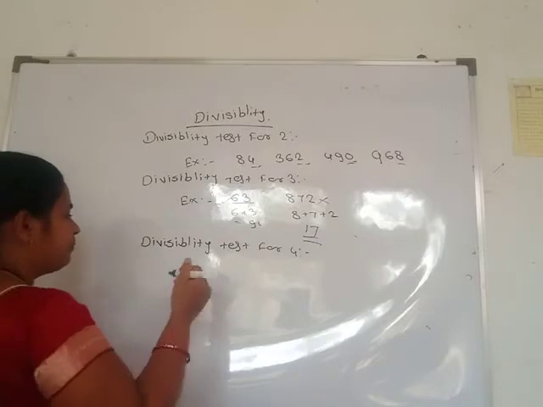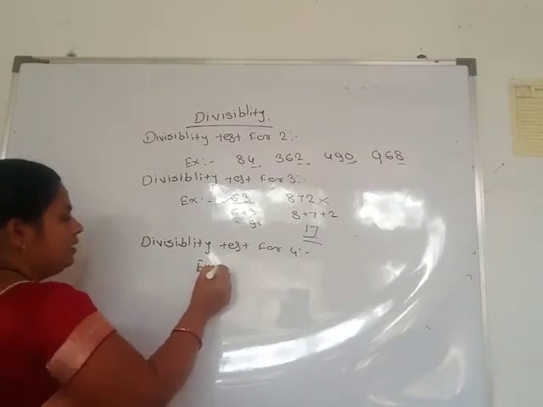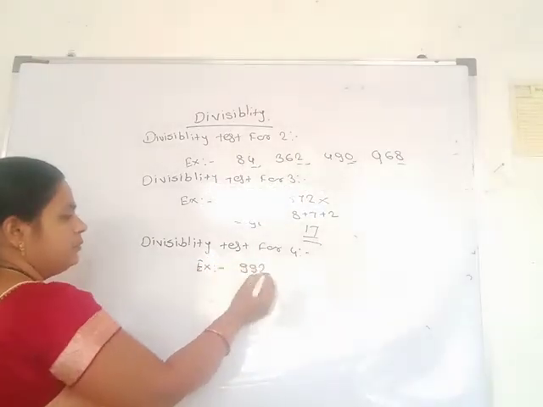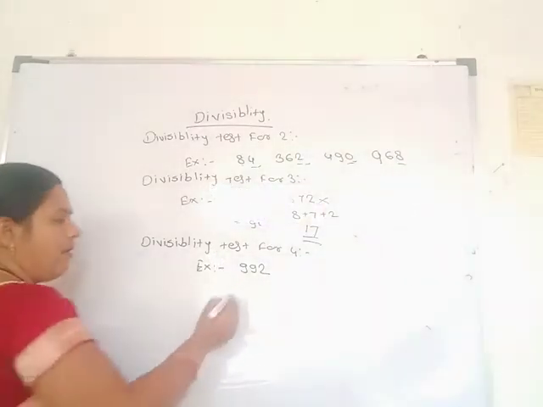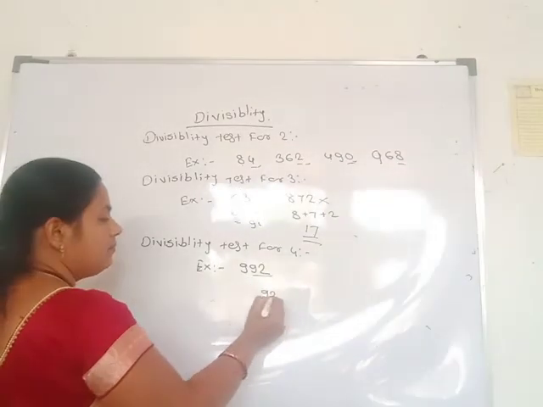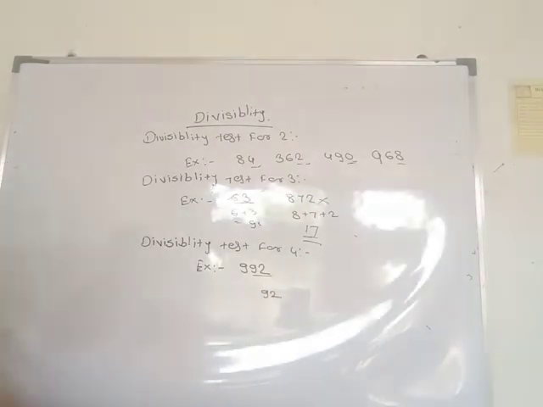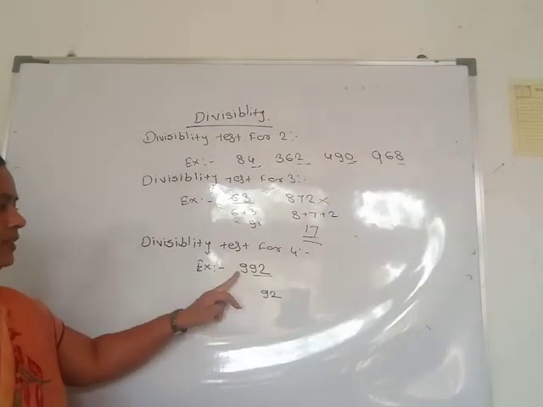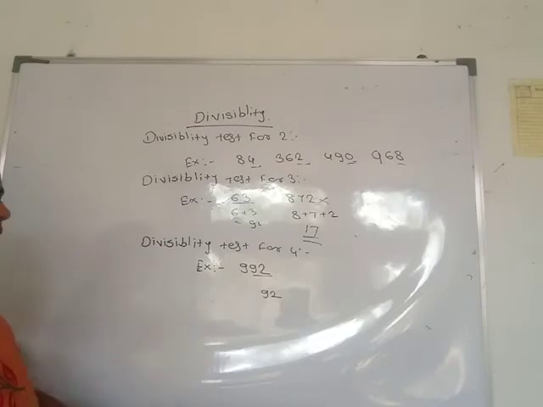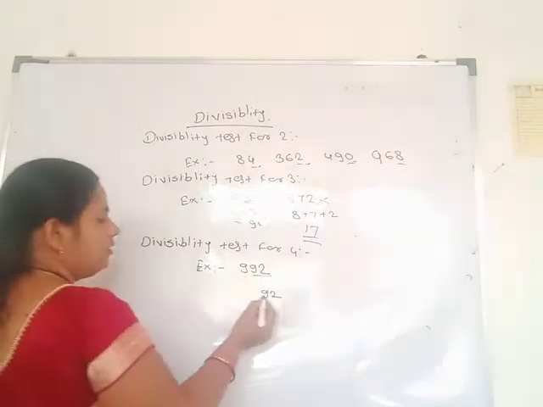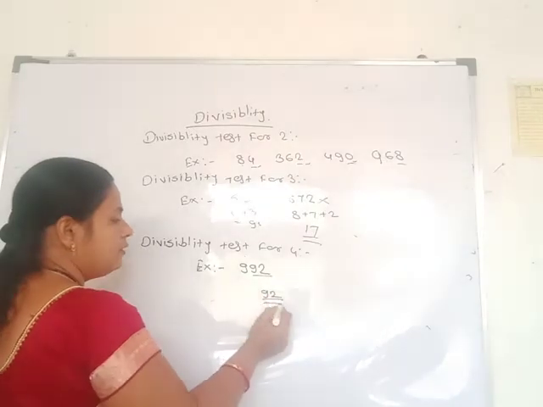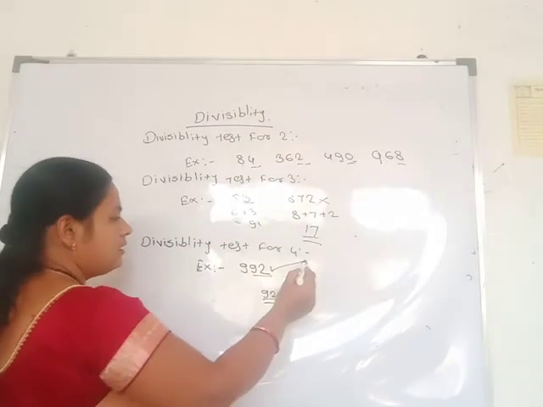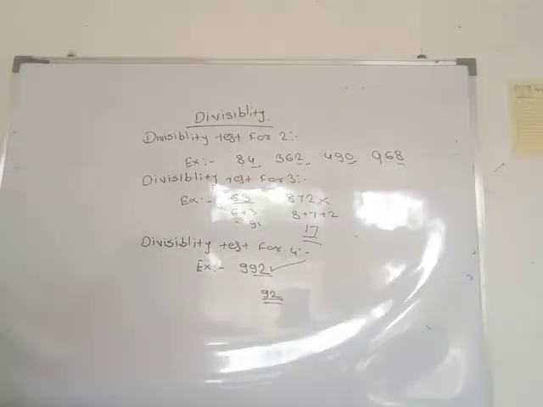Example: 992. The last two digits, the tens place and unit place, form the number 92. Then 92 is divisible by 4, so this whole number is divisible by 4. You see, 4 twos are 8, 4 threes are 12, so 92 is divisible by 4, therefore this number is also divisible by 4.